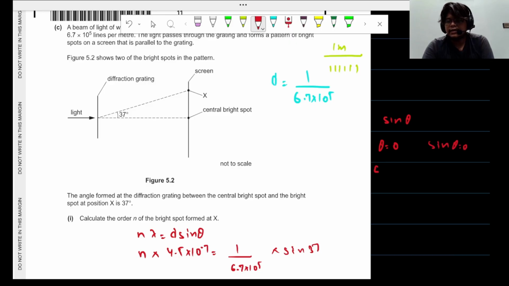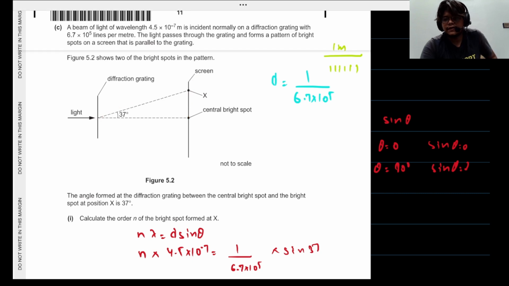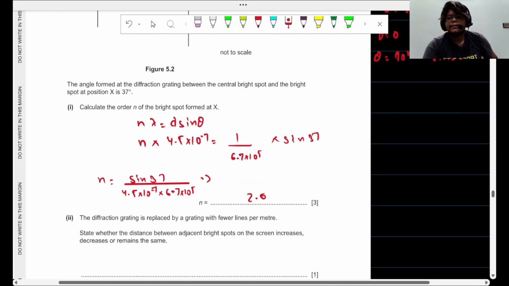And at theta equals 90, sine theta is 1. So the value of sine increases from 0 to 90, right? So if this distance increases, your angle also increases. And if your angle increases, your sine theta value also increases. So we need to relate it with the diffraction grating, right?